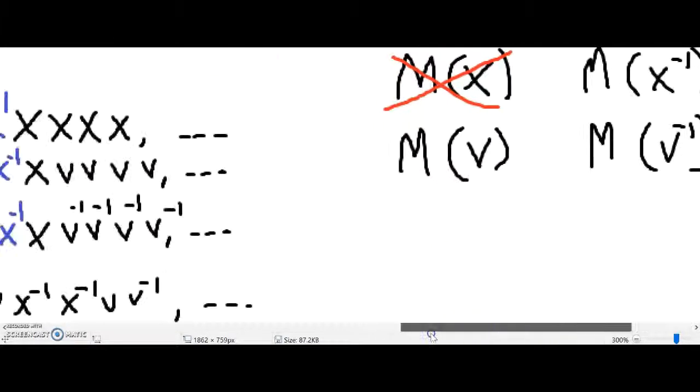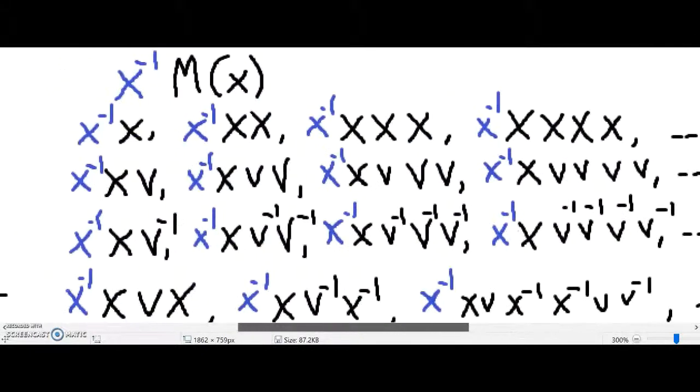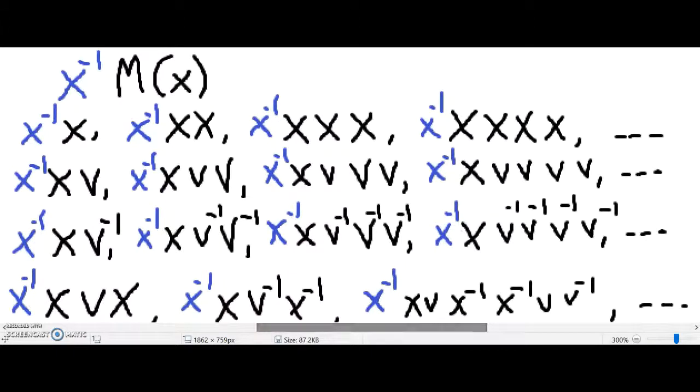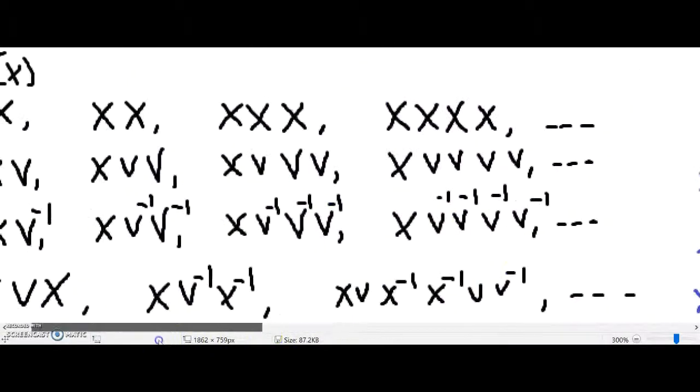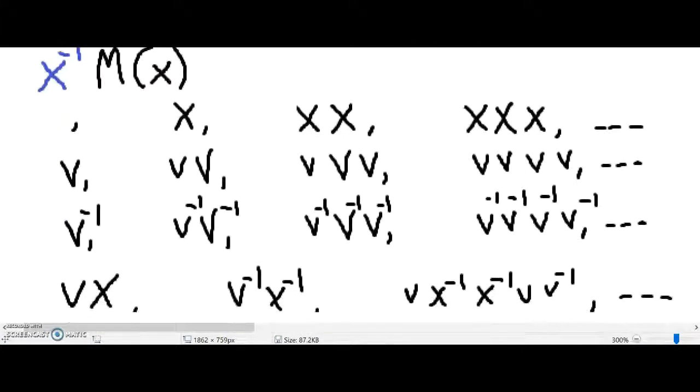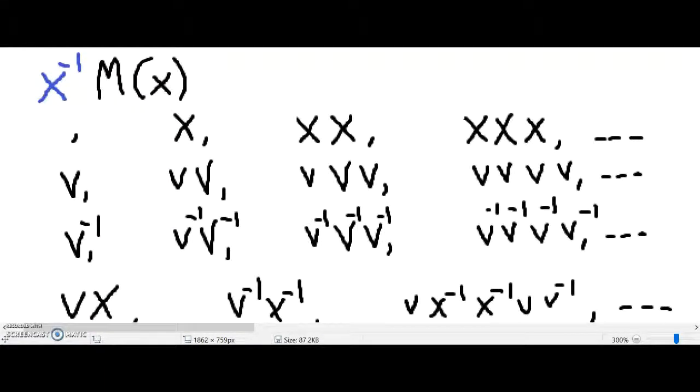Okay, so to reconstruct it, we're going to start using MX first. Let's take that piece. So that one's being used now. And we're going to multiply it on the left by X inverse. So what ends up happening is the beginning of all of these words now has X inverse. And because it starts with an X, they're all going to cancel out.